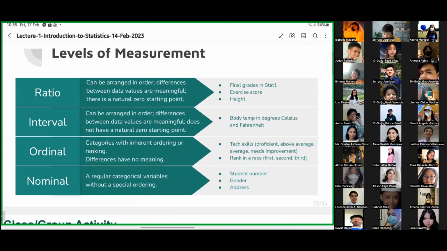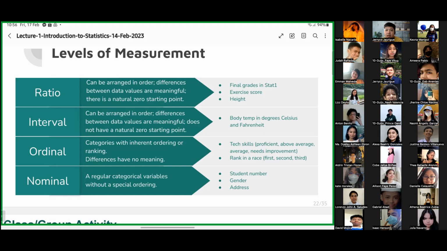So, the lowest level of measurement, we have the nominal. If it only gives categorical, nominal. So, ganito isipin natin. Nominal siya if it only gives name. Wala siyang arrangement. Hindi siya pwedeng arrange. For example, student number, gender, tsaka address. It only gives name to a data, right? To your variable. Okay ba tayo doon? Sa nominal?